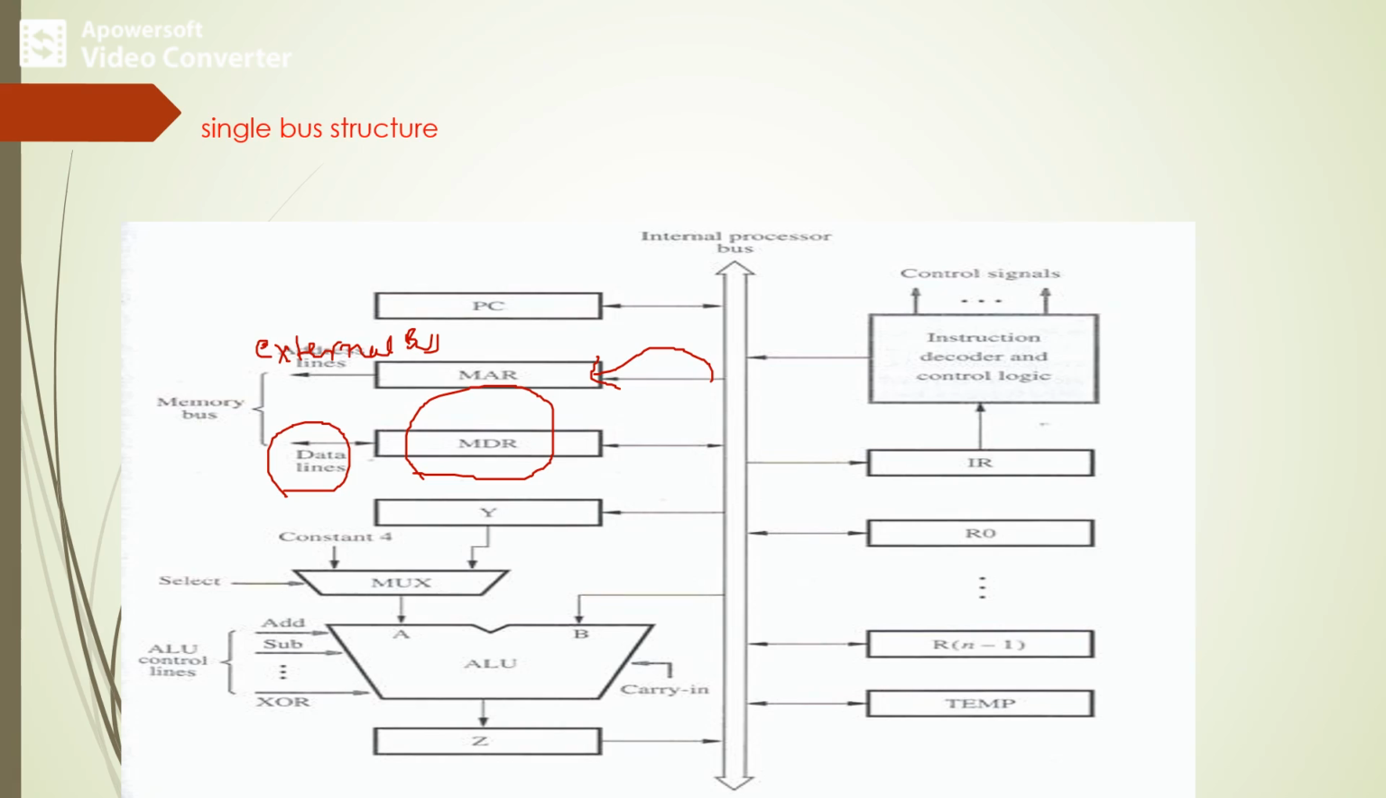The control lines of the memory bus are connected to the instruction decoder. Here we can observe that some control lines are connected to the instruction decoder and control logic. This unit is responsible for issuing the signals that control the operations of all the units. This set of signals is called control signals.